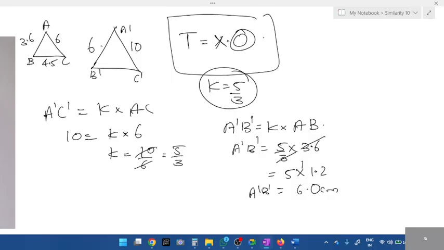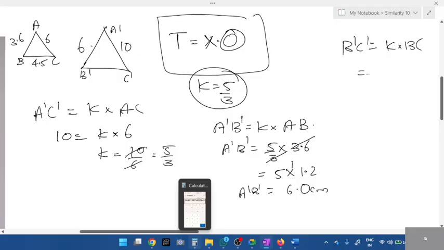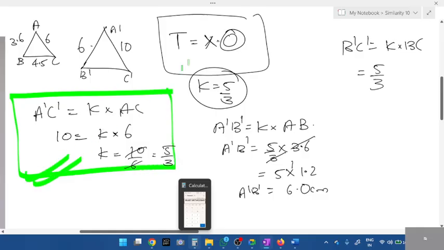Okay, what's the answer, Evander? Is it correct with the answer in the textbook? Okay, next one, students. Which one do we need to find? Transformed image B dash C dash is equal to K into BC, as it is. K value is 5 by 3. This K is the most important part, the scaling factor. Always start with the scaling factor. In some questions, the scaling factor will be given, students. In this question, it was not given. We found it.